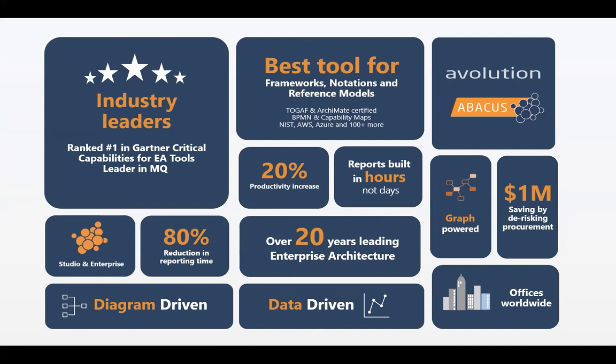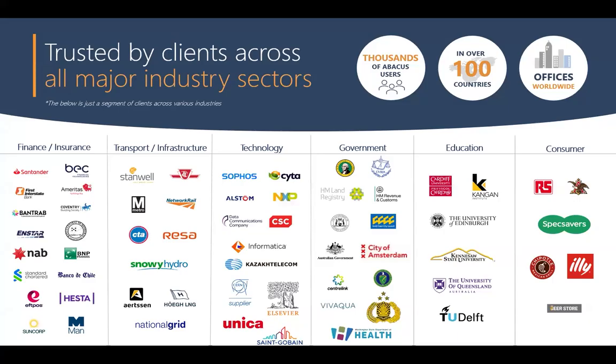ABACUS and its graph-powered repository is purpose-built to work a lot like the way architects think. So it helps architects produce high-value information and insights about their enterprise to the stakeholders who need it, resulting in very quantitative outcomes like productivity increases and risk-associated savings. Now, we have thousands of users in over 100 countries, and we have offices worldwide to support our users and their organizations. And here are just a few of the companies we serve globally.